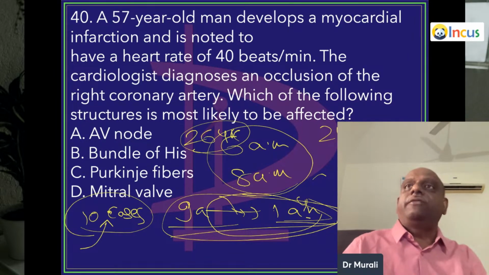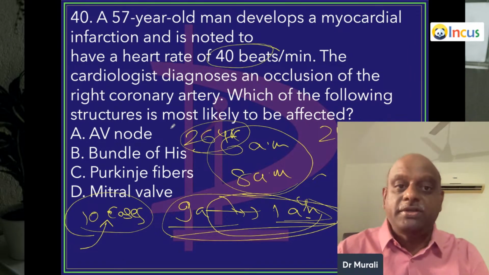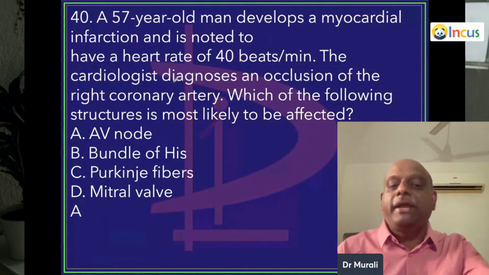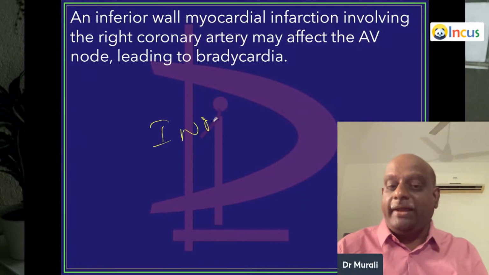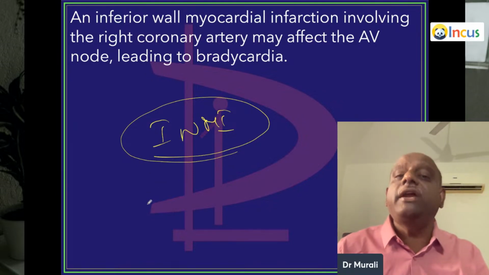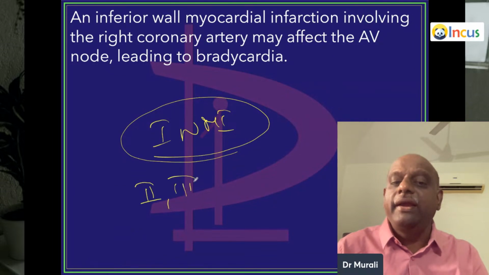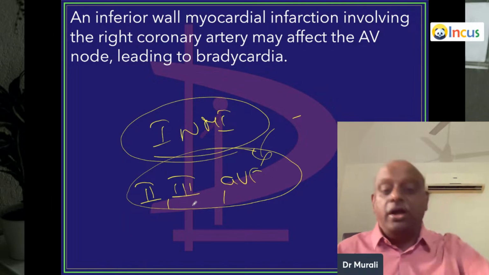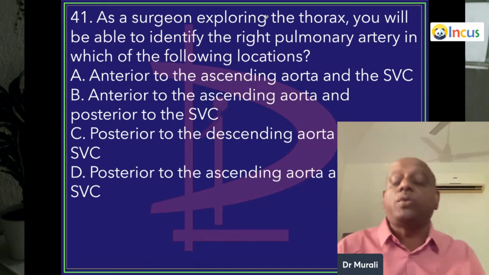So, doctor, a 57-year-old man develops myocardial infarction, heartbeat is 40 beats. The right coronary artery supplies the AV node. So, whenever there is any inferior wall MI, what are the ECG leads where you see inferior wall MI, doctor? 2, 3, aVF are the leads which are looking down, where you see the inferior wall MI, is what you need to remember.